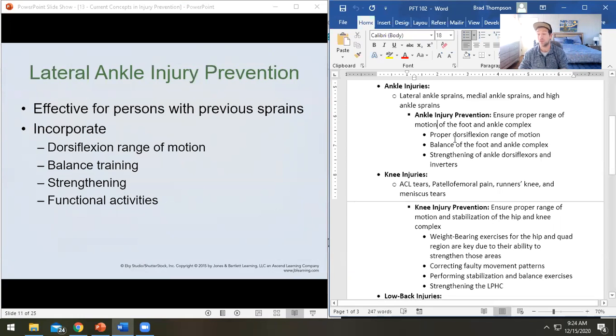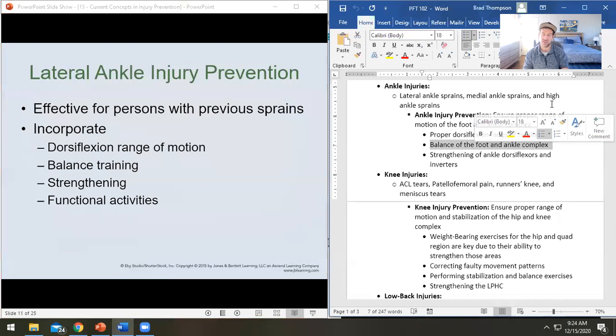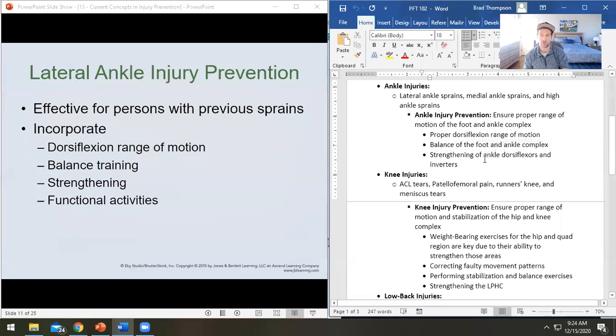So we need to have proper dorsiflexion, which a lot of people don't have. We need to have good balance as well. Balance is going to help with our range of motion. I know we don't commonly associate balance with range of motion, but having proper balance is key, because that gives you proprioception, and proprioception tells your brain what muscles to recruit and what muscles to relax when it's supposed to. So that gives you that neuromuscular efficiency.